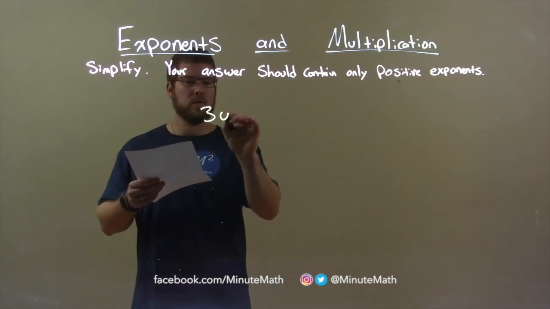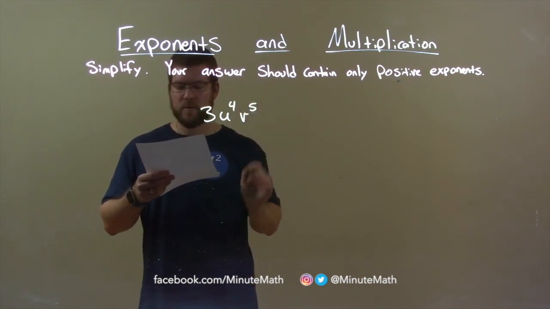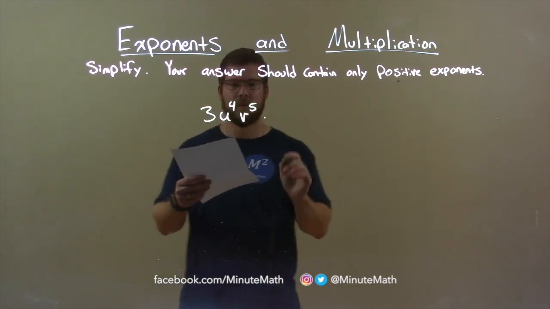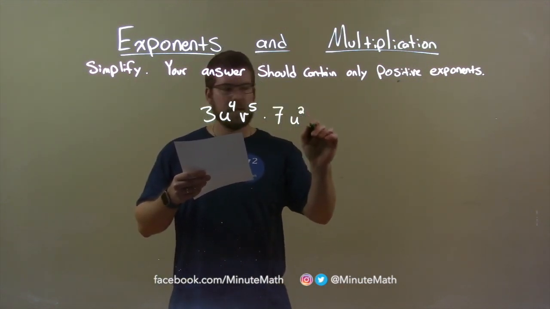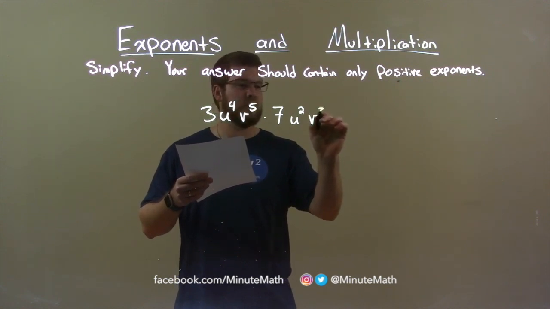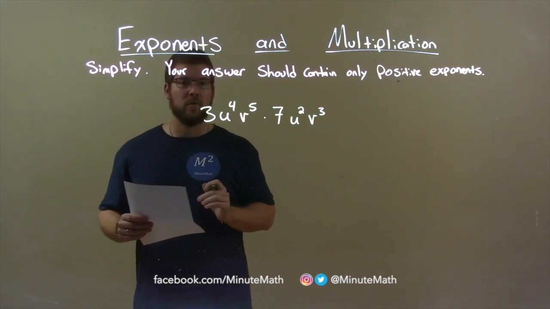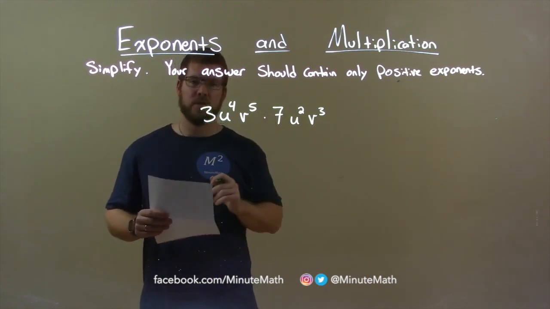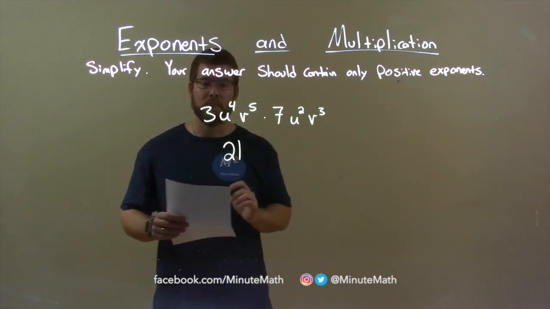3 u to the fourth power, v to the fifth power, and that's going to be multiplied by 7u squared times v to the third power. All right? First thing, I look at the coefficients. We have a 3 and a 7. When we multiply them, 3 times 7 is 21.